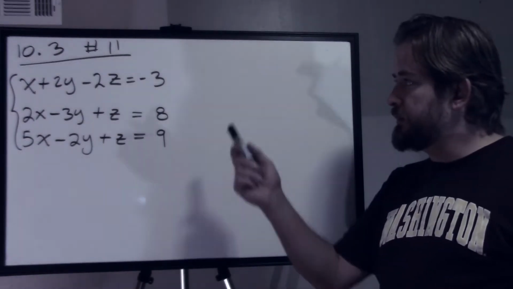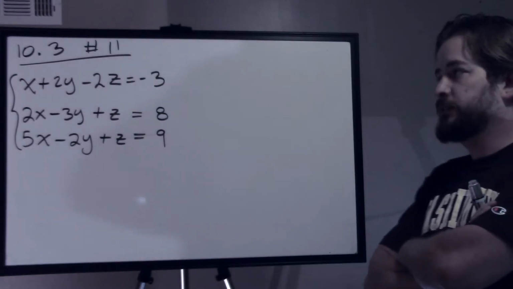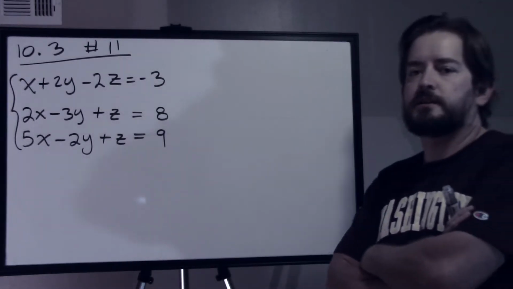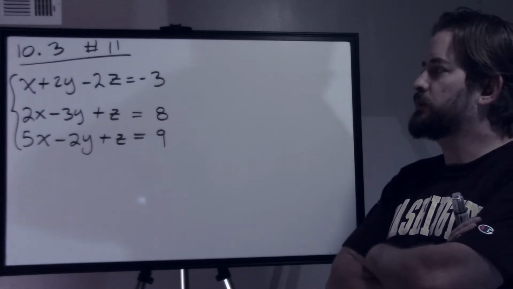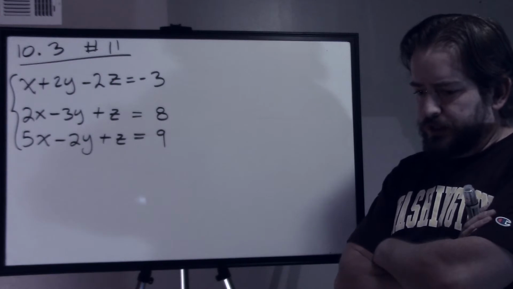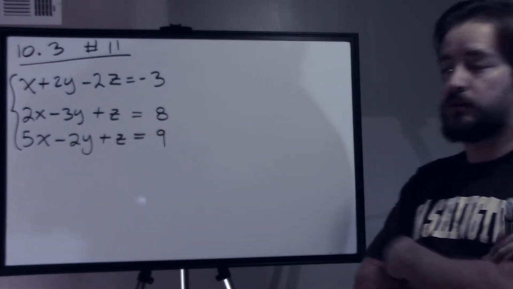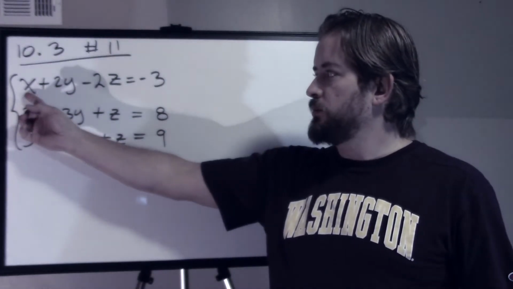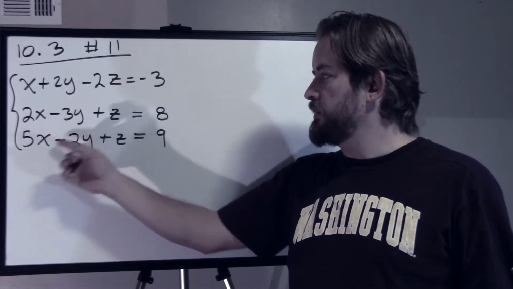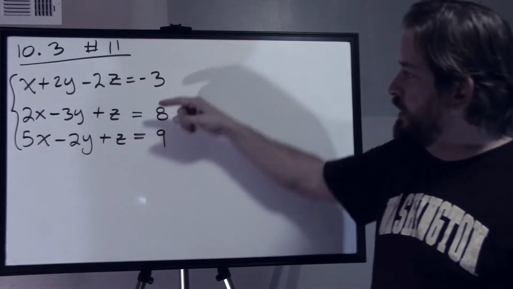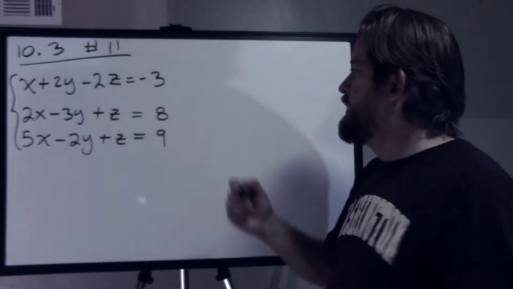Number 11 is, I've already written it here, and it asks to find the xyz value that solves this system of three equations. So the very first thing that I would do with this is to rewrite it as a matrix, and that is just to grab all of the coefficients. So 1, 2, negative 2, 2, negative 3, 1, 5, negative 2, 1, and then augment it with the solutions on the right of negative 3, 8, and 9.